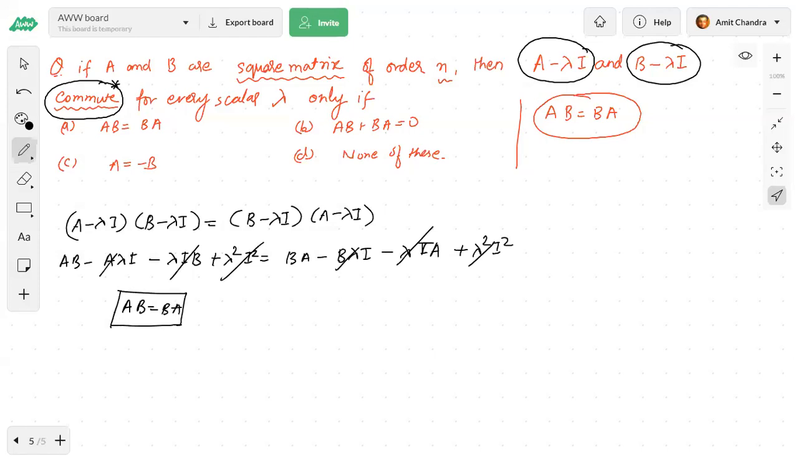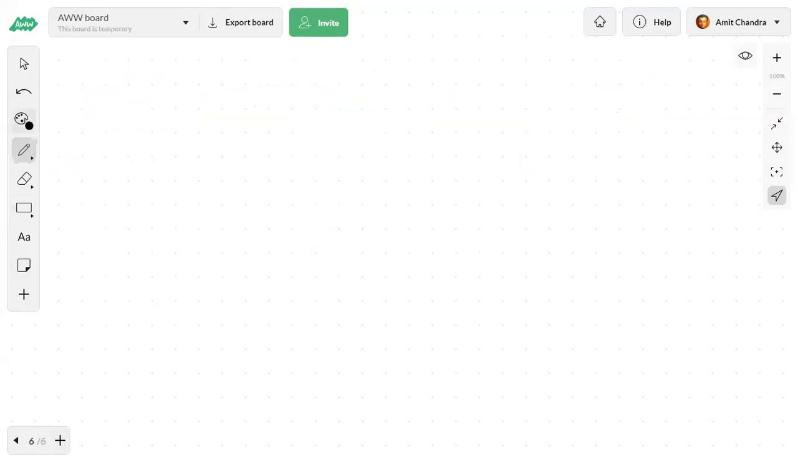Okay, so option A is correct. Fine. So remember the meaning of the commutative property. Commutative property of multiplication means AB is equal to BA. Okay, very good. Now solve the next one.